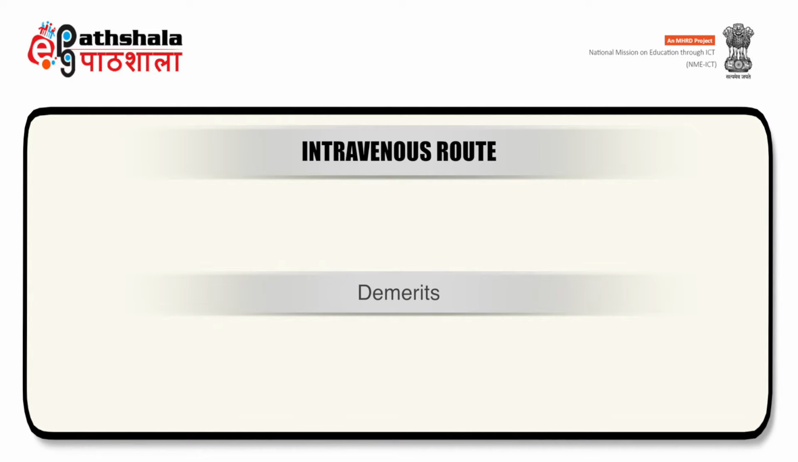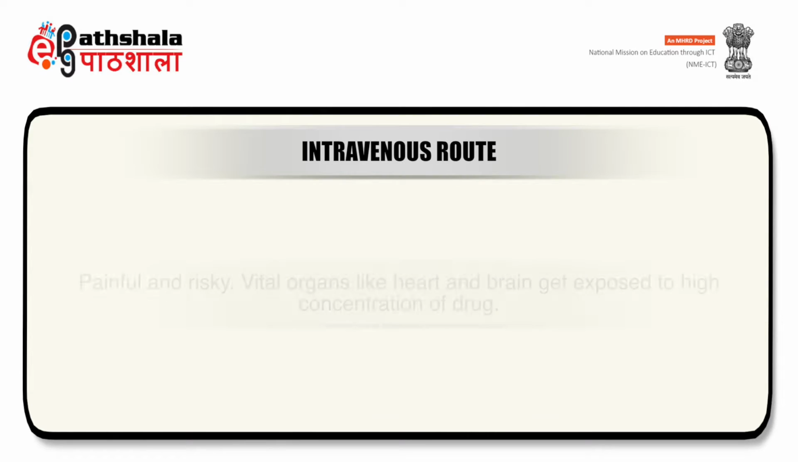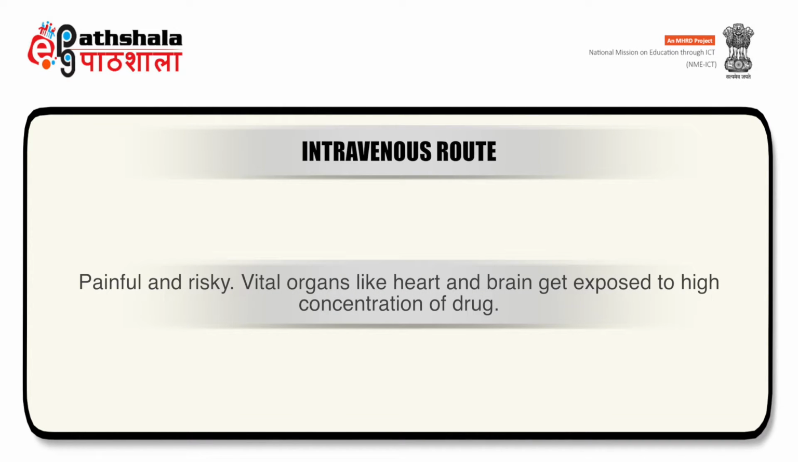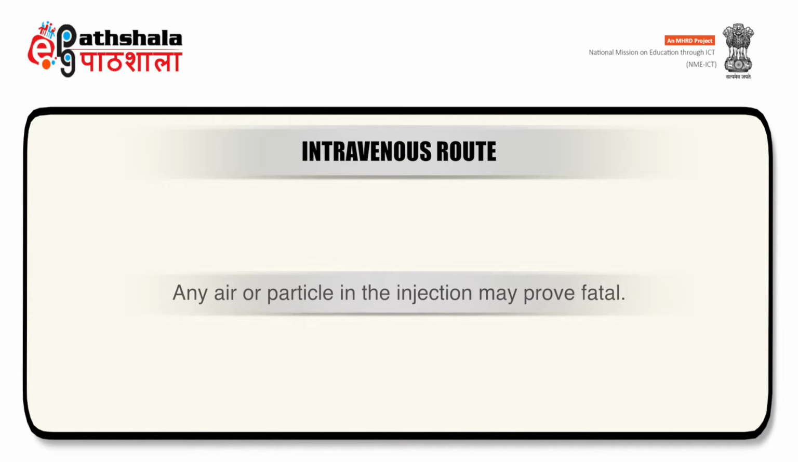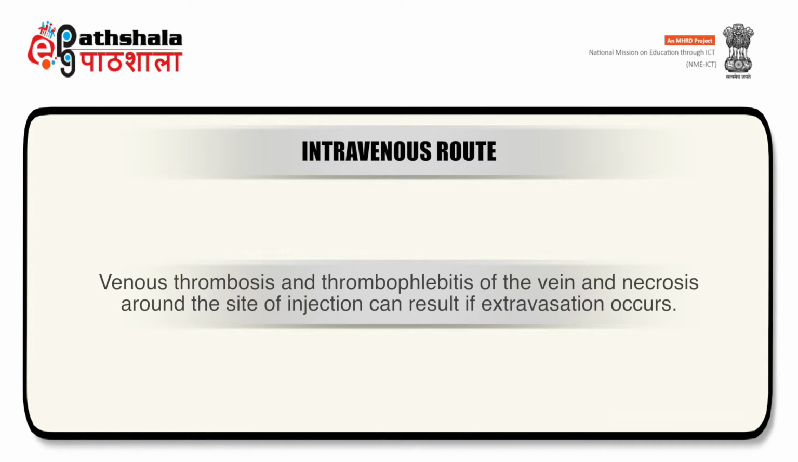The demerits of intravenous route include strict aseptic conditions are needed and self-medication is not possible, painful and risky. Vital organs like heart, brain get exposed to higher concentration of drug. Any air or particle in the injection may prove fatal. Drugs in suspension and oily drugs cannot be administered by this route. As a result, there is no depot injection available for this route. Venous thrombosis and thrombophlebitis of vein and necrosis around the site of injection can also occur.